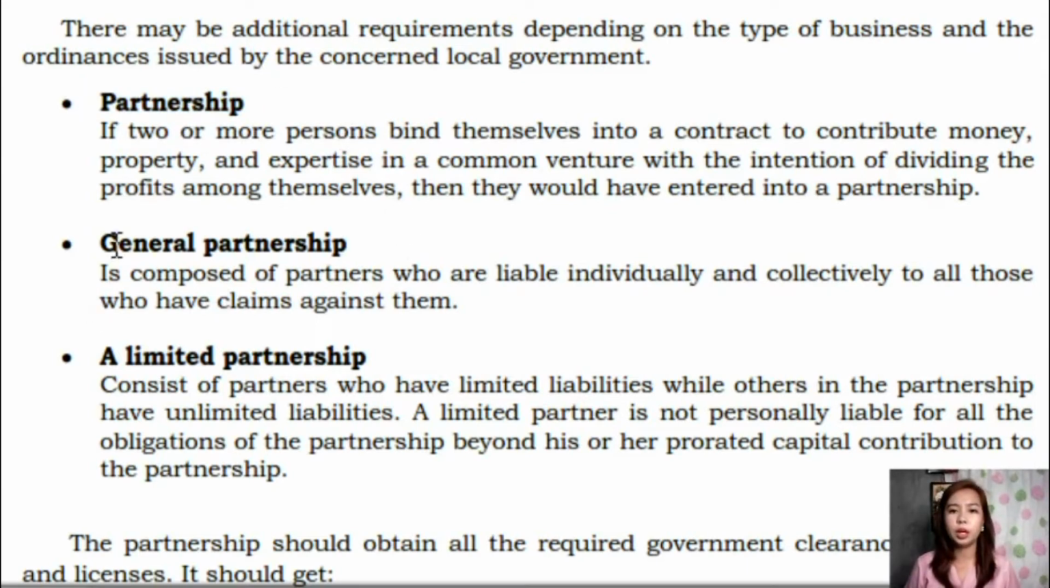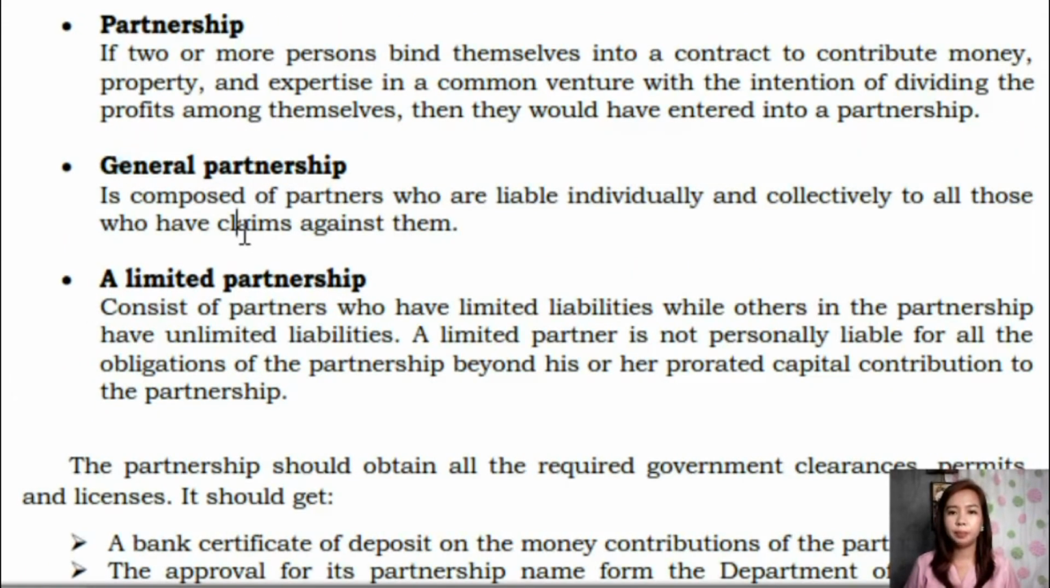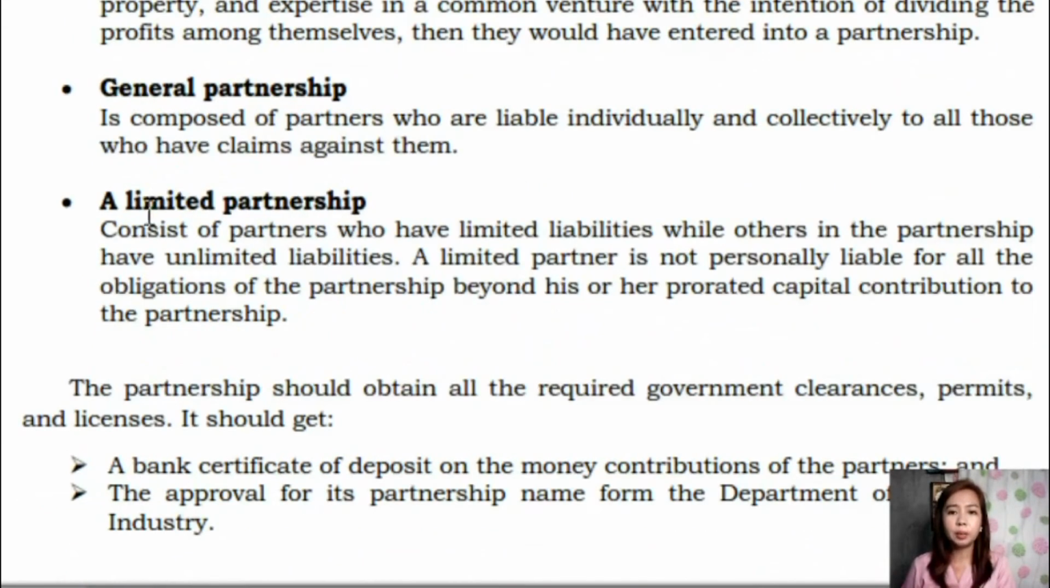So you have your types of partnership, a general partnership. Composed of partners, liable individually and collectively to all those who have claims against them. So, pantay-pantay. However, ito namang limited partnership has partners who have limited liabilities, while others in the partnership have unlimited liabilities depending on your agreement.